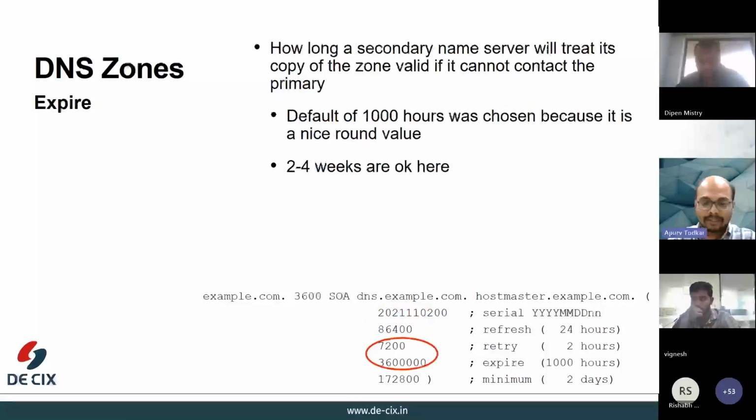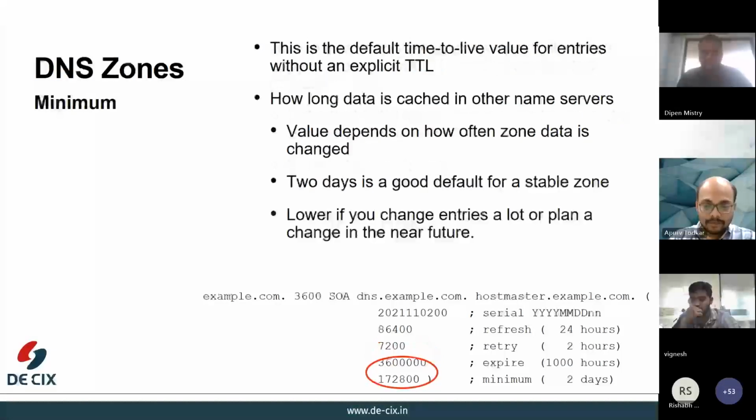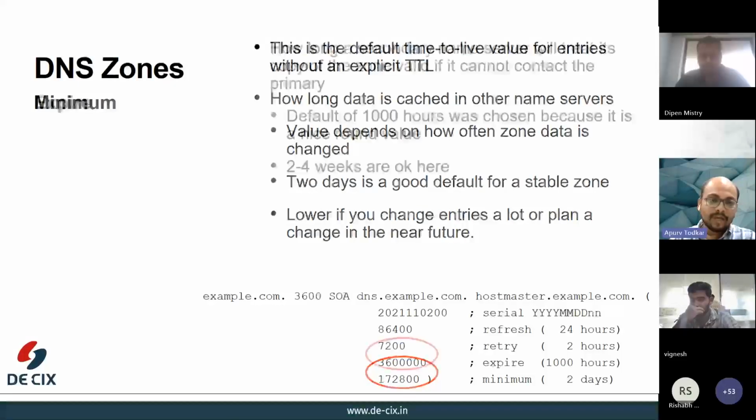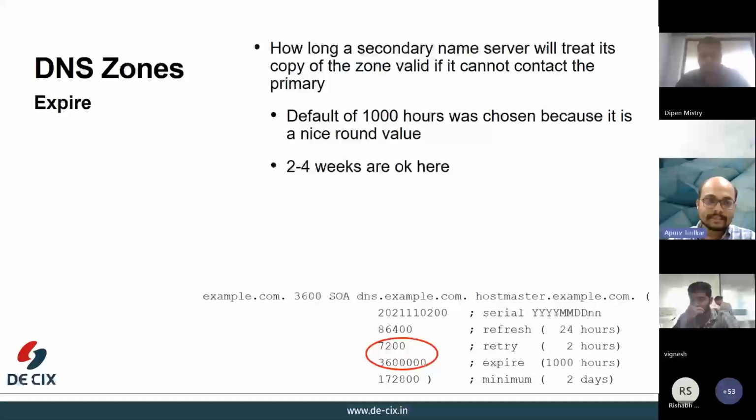The next value is the retry value. I'll just explain what it is exactly. The retry is nothing but, if a secondary name server cannot contact the primary server, it waits for that particular amount of time so that it can again query the primary server for that zone. In this case, it's 7,200 seconds, precisely 2 hours, that is specified.